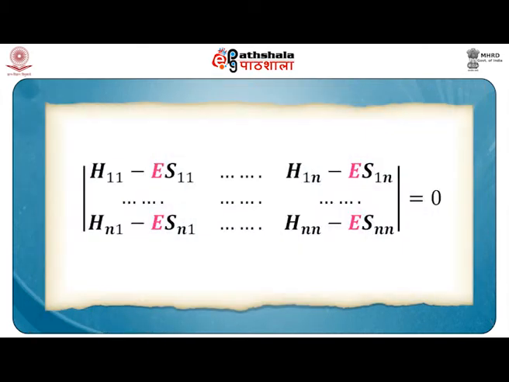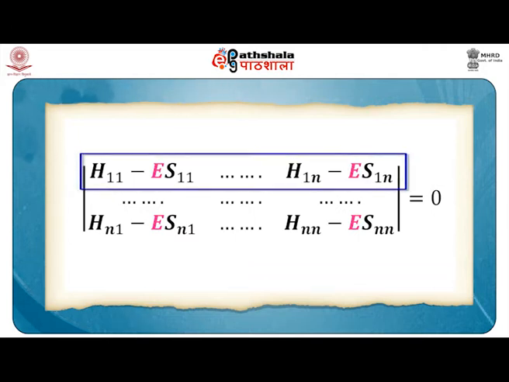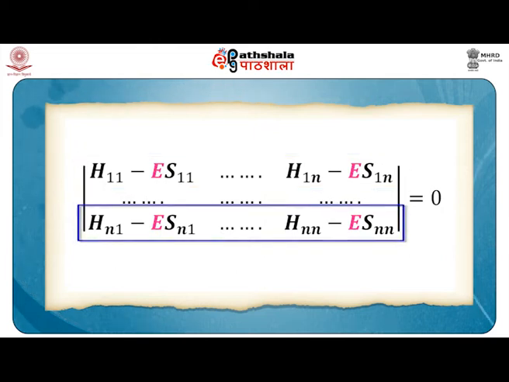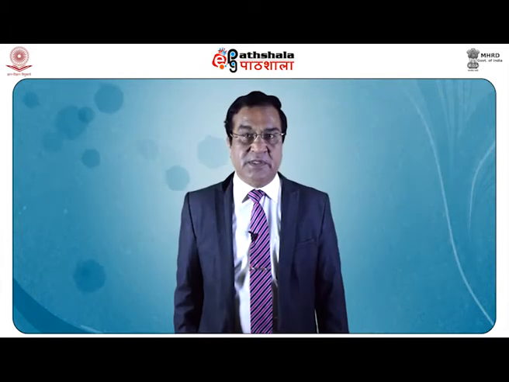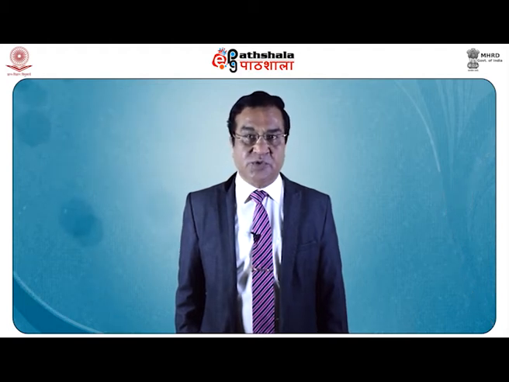Now, if we substitute in this expression the corresponding expression for the molecular orbital and then simplify it, we get the following secular determinant. This secular determinant, as you can see here, is an n by n determinant, where, for example, the first row is H11 minus ES11, and this goes up to H1n minus ES1n. Similarly, the last row would be Hn1 minus ESn1, up to Hnn minus ESnn. And this secular determinant has to be equal to 0. Now, the major challenge in HMO is how to solve it.